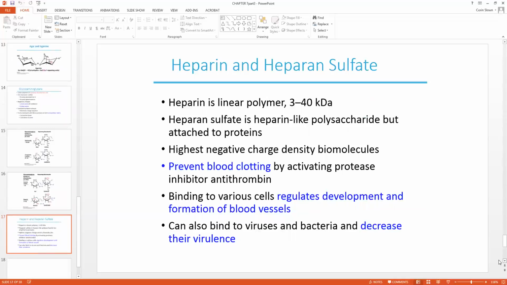Heparin and heparan sulfate are linear polymers, where heparan sulfate is a heparin-like polysaccharide, but it's actually attached to proteins. These molecules have the highest negative charge density of biomolecules that we know to date. They actually prevent blood clotting by activating the protease inhibitor antithrombin. And the binding to various cells regulates the development and formation of blood vessels. They can also bind to viruses and bacteria and decrease their virulence. So these are just a few of the examples of the biological function of polysaccharides.